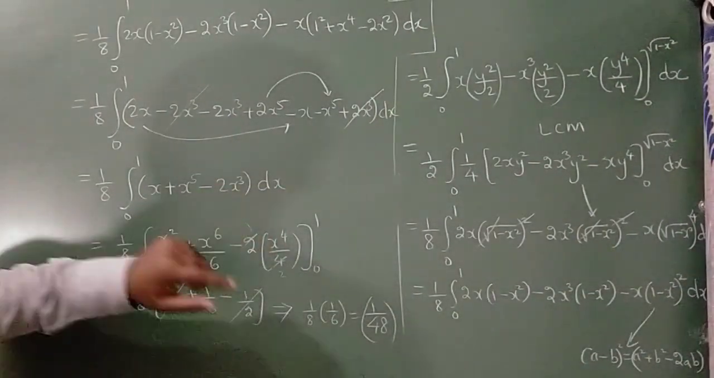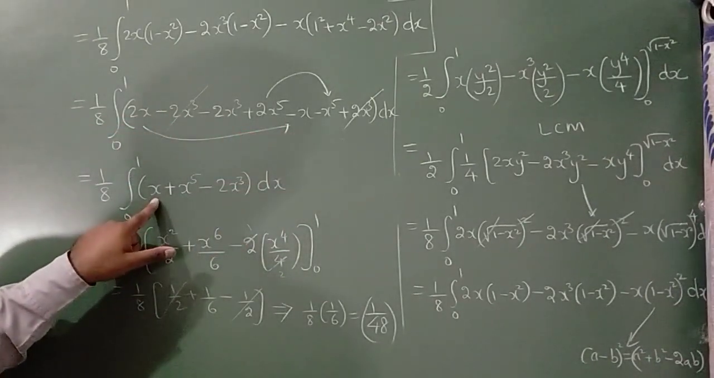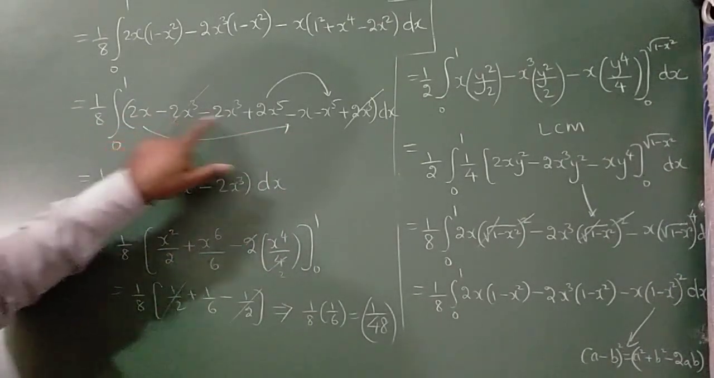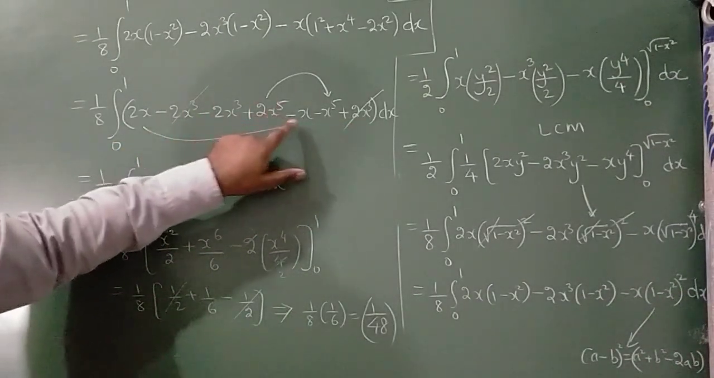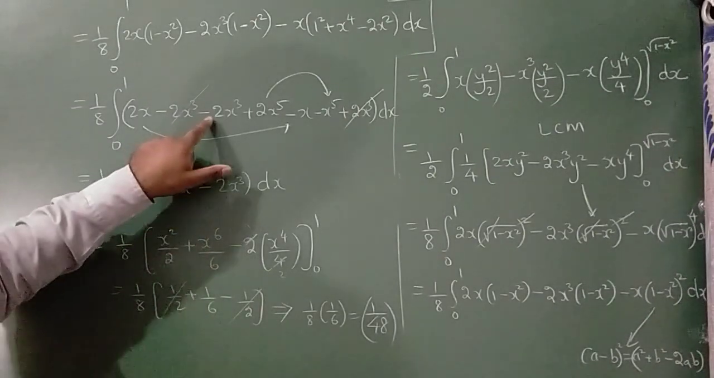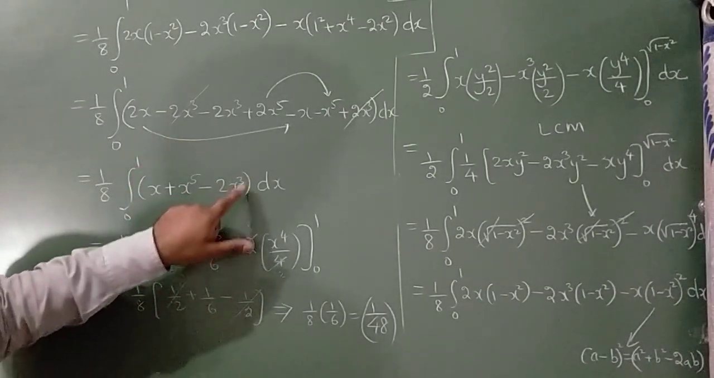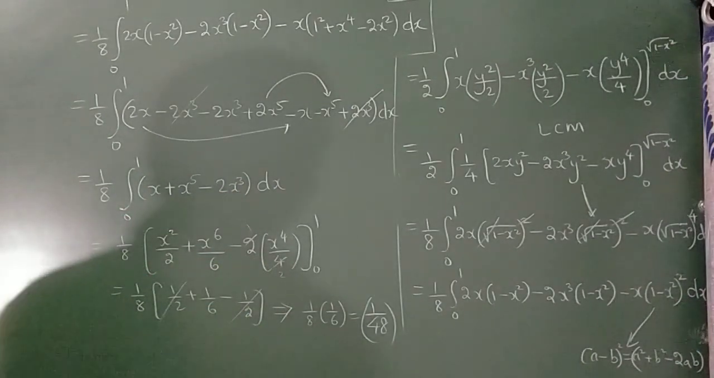Sorry, there is an easy method to solve this. 2x minus x is x. Okay, minus 2x cube plus 2x cube get cancelled. 2x raised to 5 minus x raised to 5 is plus x raised to 5. Now what is remaining here? Minus 2x cube. Fine. This method is very easy to get the final answer.